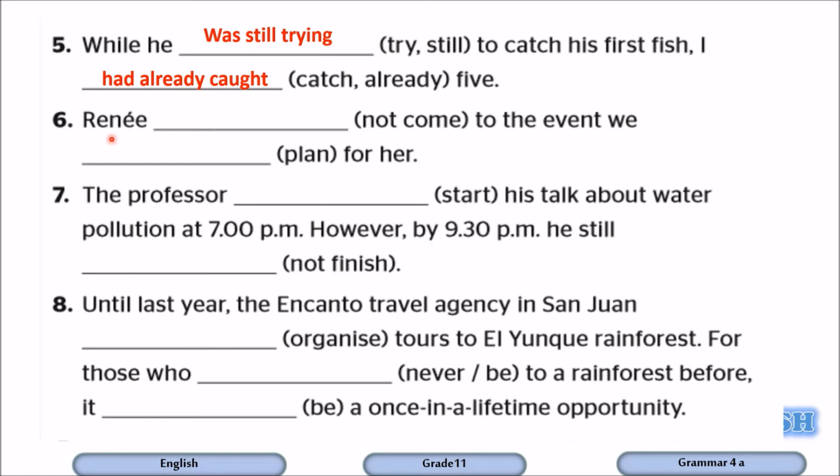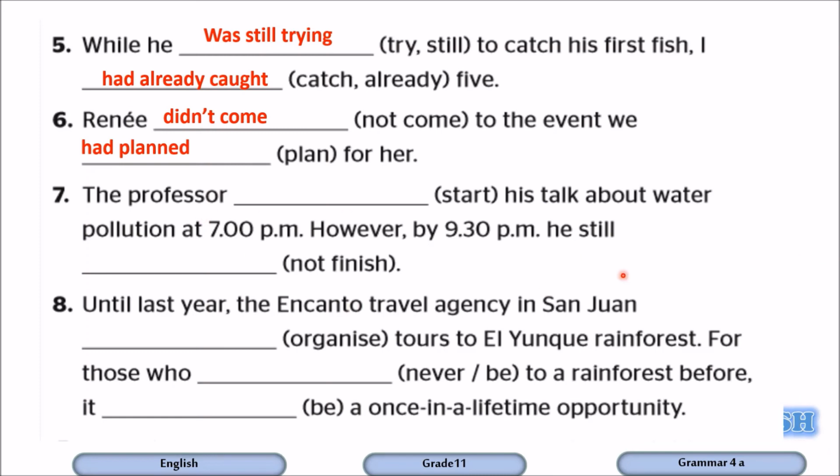Number 6, Renee not come to the event we planned for her. So chronologically, the first action is planning the event, but later, unfortunately, she didn't attend. So Renee didn't come. So this is the negative form, didn't plus the verb in the base form. To the event, we already had planned for this, so we had planned for her.